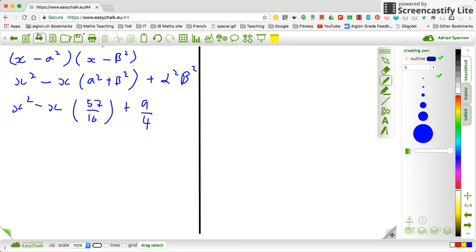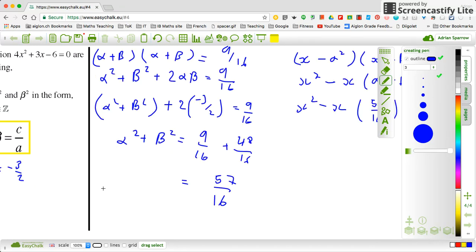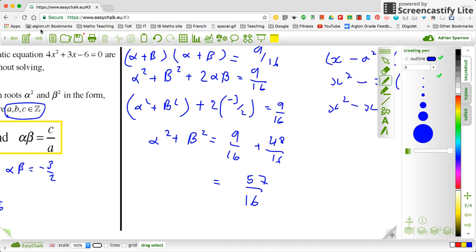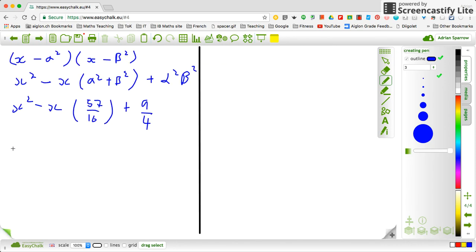Okay, so I've basically done this question, except if I go back, they want it in the form a, b, c. And what does this mean? This simply means that they're all integers. So they've got to make them all into integers. So I'm going to multiply everything here through by 16. So I get 16 x squared minus 57 x, and if I multiply this by 16, it's just going to give me 36. So that's that question completed.